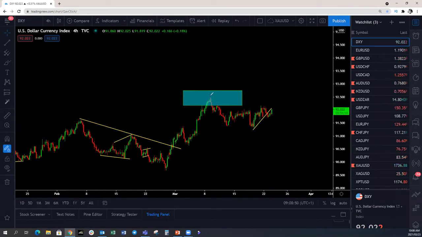This is still going pretty much sideways. And I do not like this structure either. This structure does not make sense. It is not a corrective structure. So let's see how this plays out. If we're going to get a push to the upside, we could be getting just a continuation there and then an expanding flat still before we get a move to the downside.